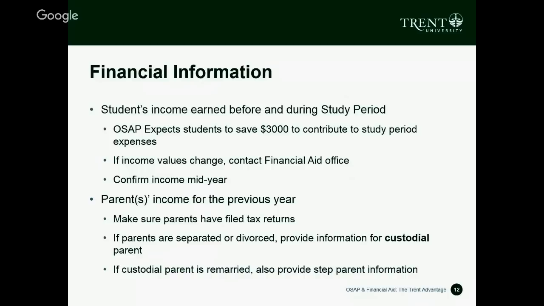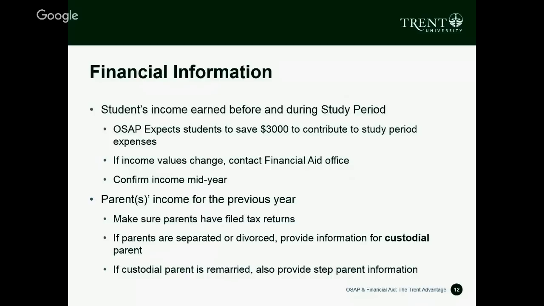Parents' income, that's a big thing. For students who have graduated high school, for up to 4 years after you graduate high school, you are considered a dependent, and OSAP will look at your parents' information for those 4 years after you've graduated high school. Make sure parents have filed their tax returns for the previous year. If parents' tax returns haven't been filed, students won't get the most grant money that's available to them as well. So make sure parents are filing their taxes.